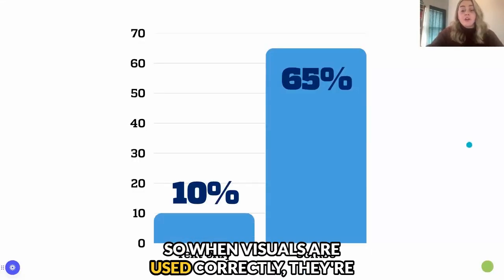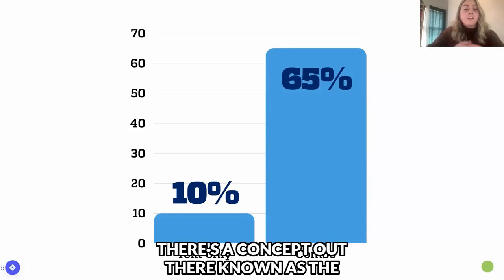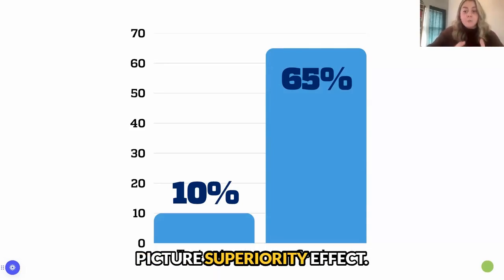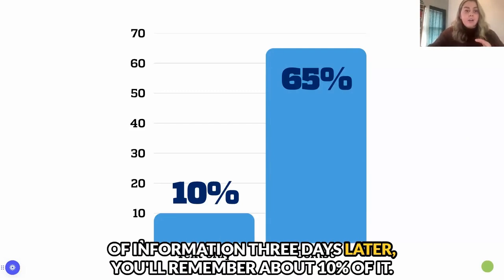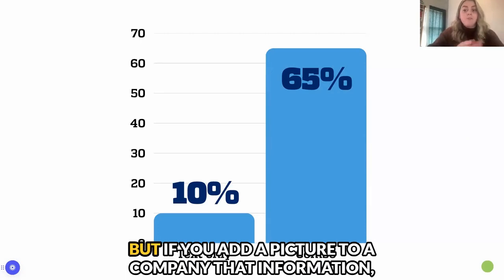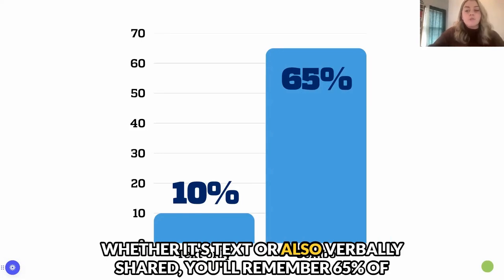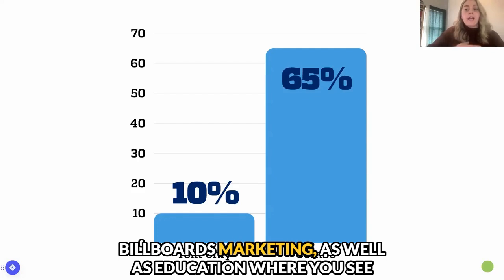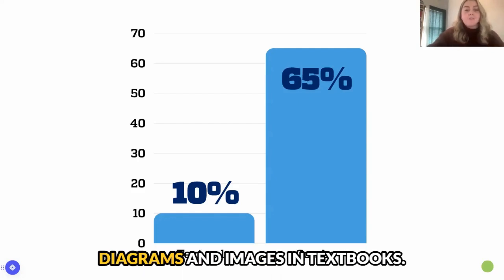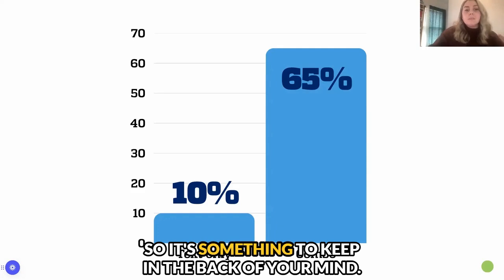So when visuals are used correctly, they're actually a great tool. There's a concept out there known as the picture superiority effect, and that indicates that when an audience hears a piece of information, 3 days later, you'll remember about 10% of it. But if you add a picture to accompany that information, whether it's text or also verbally shared, you'll remember 65% of that information 3 days later. And this is a concept that's heavily used in advertising, billboards, marketing, as well as education, where you see diagrams and images in textbooks. So it's something to keep in the back of your mind.